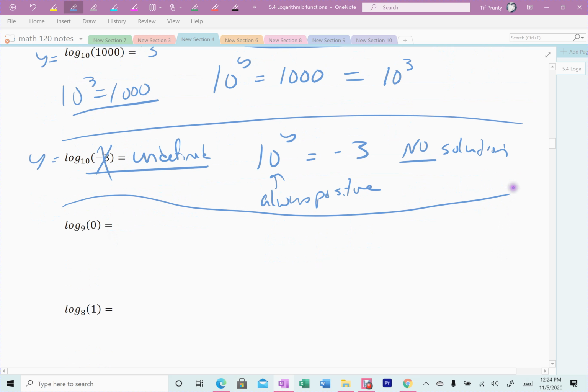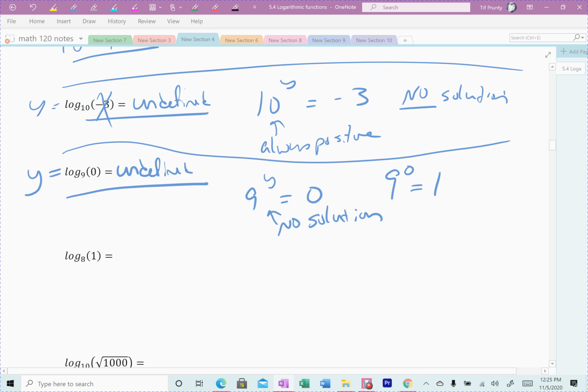Same thing's going to happen for the next one. Right, base 9. 9 to the y gives me out 0. Well, there's nothing I can plug in for y to make it 0. You can't plug in anything for y to make it 0. Even 9 to the 0 comes out 1. Alright, so there is no solution to this. So this is undefined.